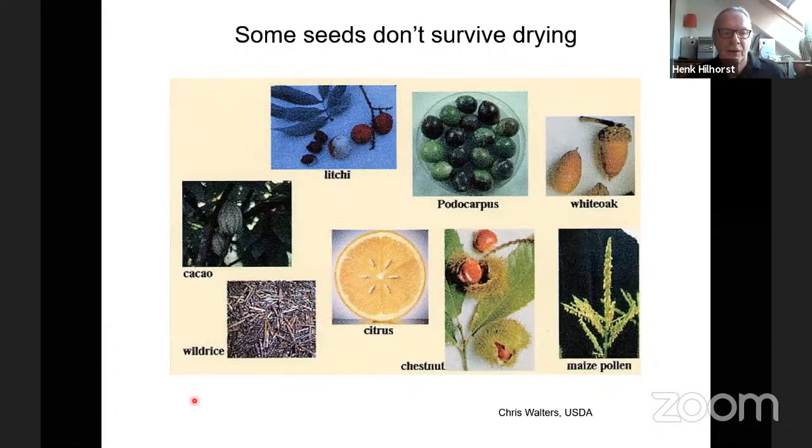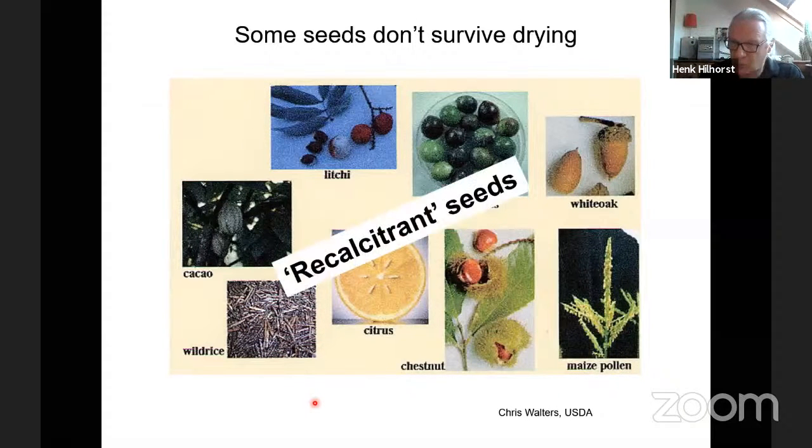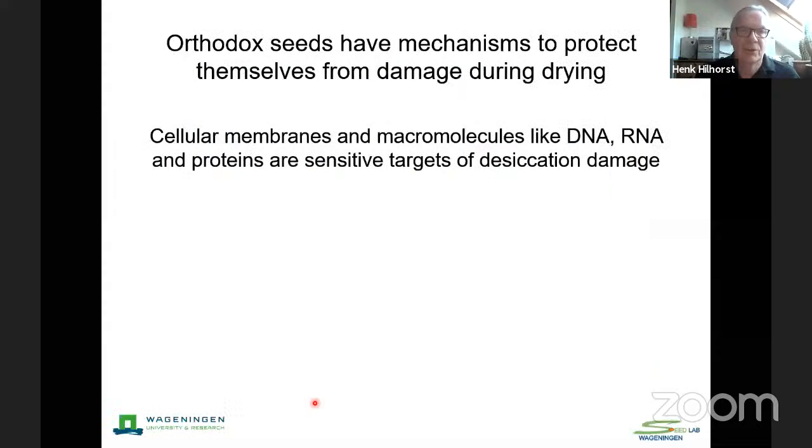Some seeds don't survive drying. They have to stay in a hydrated state. And some of these are commercially very important seeds, like citrus seeds, coffee seeds, cocoa seeds, and wild rice as well. We call them recalcitrant seeds. They cannot be stored dry and cannot be stored in seed banks, and that is a big problem, particularly now with our loss of biodiversity. We want to preserve germplasm, and it is very difficult with these recalcitrant seeds.